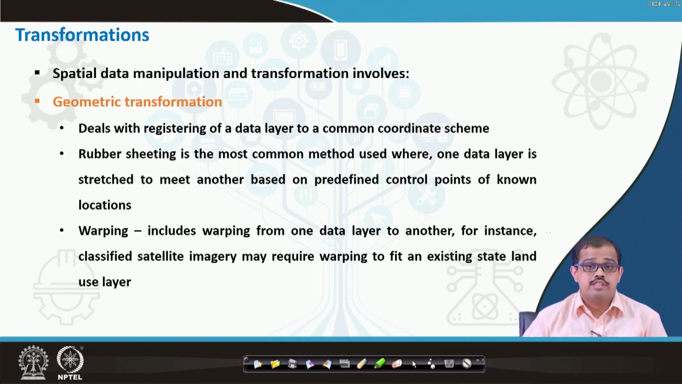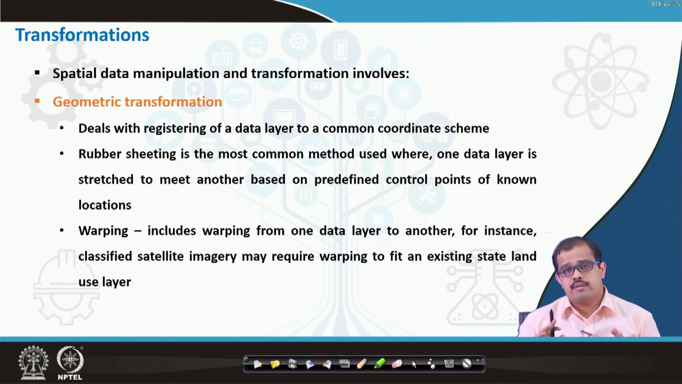The second method is geometric transformations. Geometric transformation deals with registering a data layer to a common coordinate system. I'm repeating it again and again because this is extremely important. This is where most of the students make a mistake.